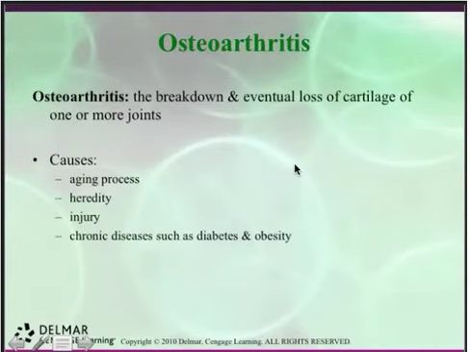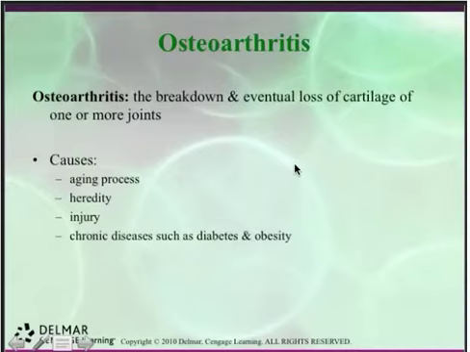Okay, osteoarthritis is the breakdown and eventual loss of cartilage in one or more joints. Causes include the normal aging process, basically because you're born with all the cartilage you're ever going to have. The only thing that happens as we age is that we lose cartilage as chondrocytes die and their extracellular matrix wears away. There's also a hereditary component. Injury can also exacerbate osteoarthritis, as can chronic diseases such as diabetes and obesity.